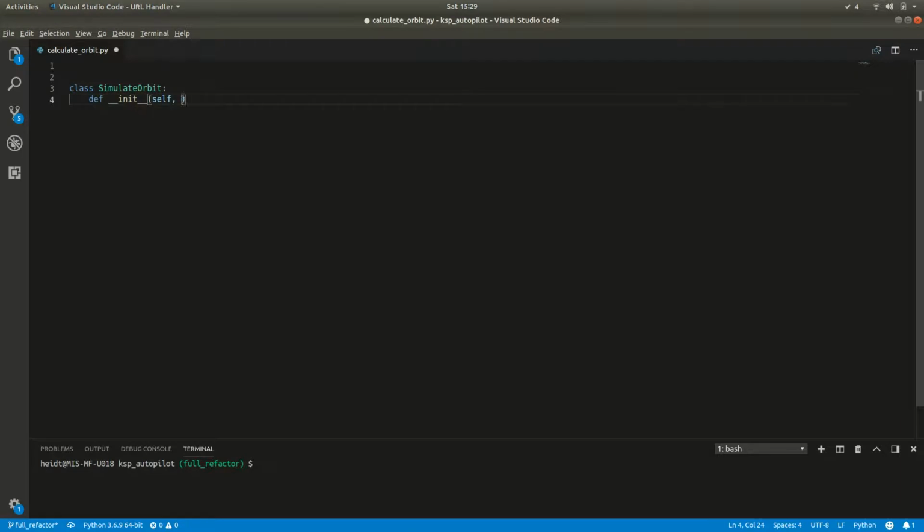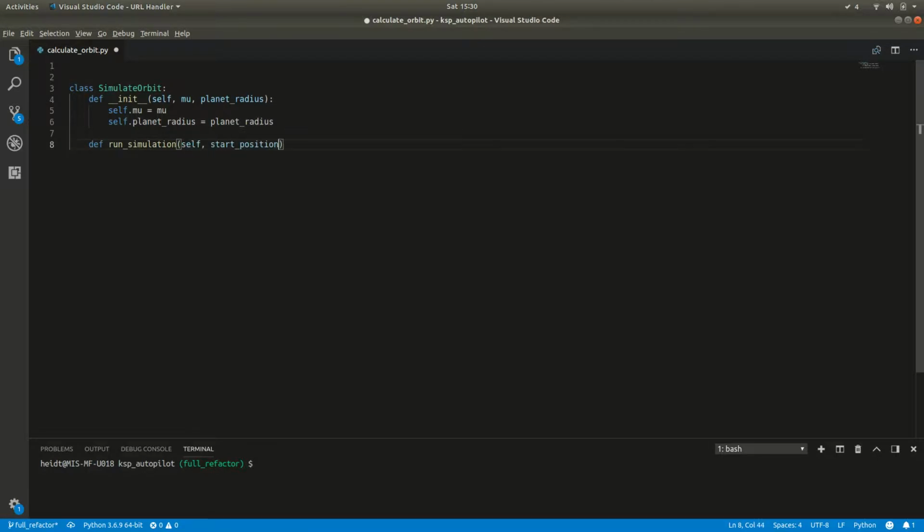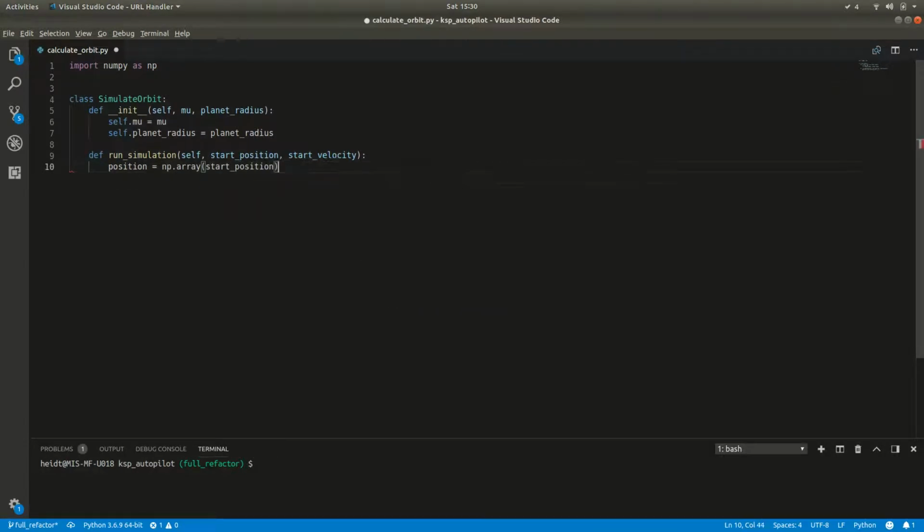We need one constant to solve the gravity equation, mu. In order to start solving our orbit, we need to know our starting position and velocity. These are both 3D vectors relative to the planet's reference frame. Let's set our dt to 1 second, and let's do 100,000 iterations. Smaller dt is better, but 1 second is enough for this case.